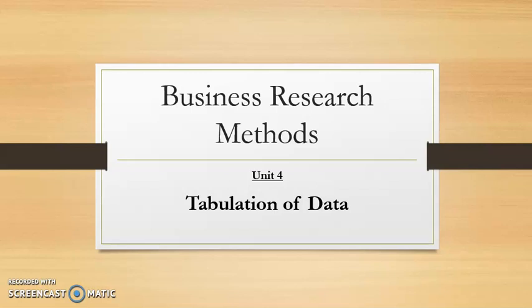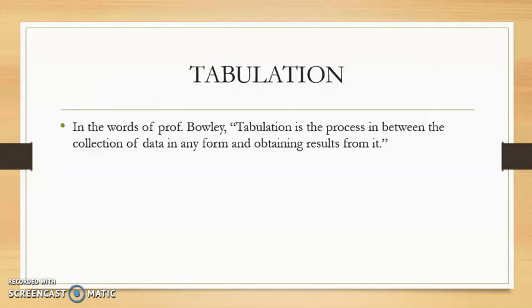Tabulation is a process of storing the data in the form of rows and columns. You have a table, and in that you have rows and columns, right? Rows and columns which will contain the data is nothing but tabulation. Here is a definition of tabulation.